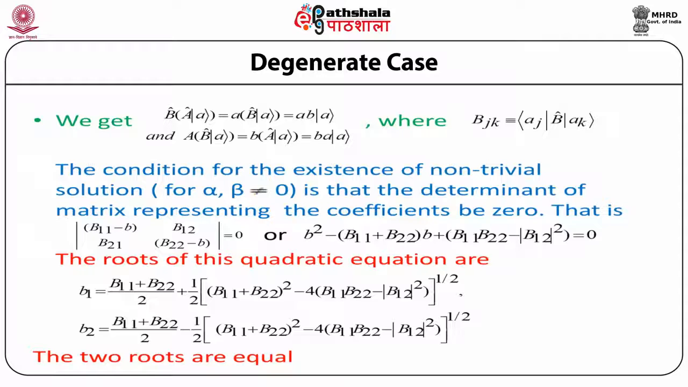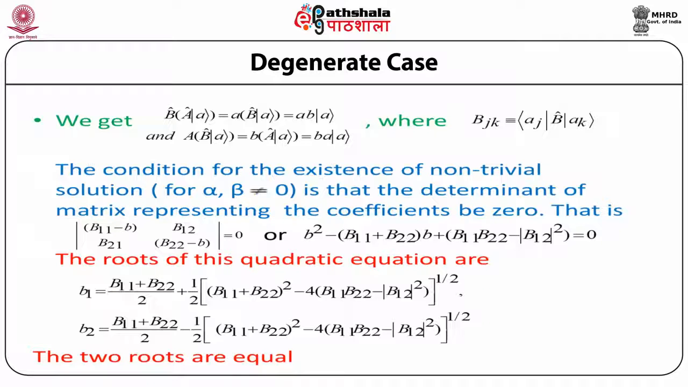Now, the condition for the existence of non-trivial solutions, that is, solutions for which alpha and beta are not equal to zero, is that the determinant of the matrix representing the coefficients be 0, that is, the matrix with elements B11 minus B, B12, B21, and B22 minus B is equal to 0.